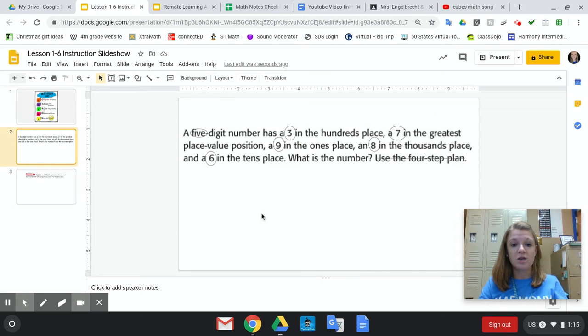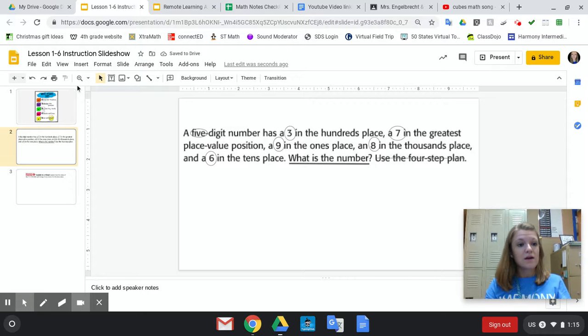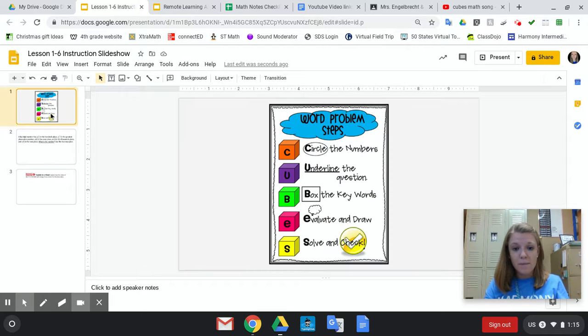A 5-digit number has a 3 in the hundreds place, a 7 in the greatest place value position, a 9 in the ones place, an 8 in the thousands place, and a 6 in the tens place. What is the number? So the question is, what is the number? So I'm going to underline that. Okay? Let's go back to CUBES.